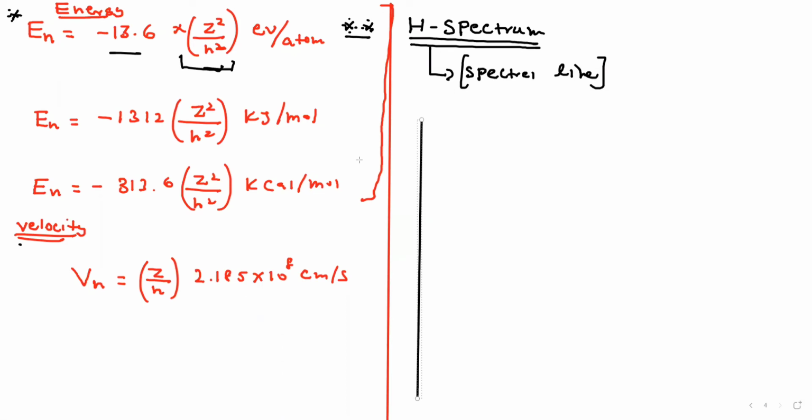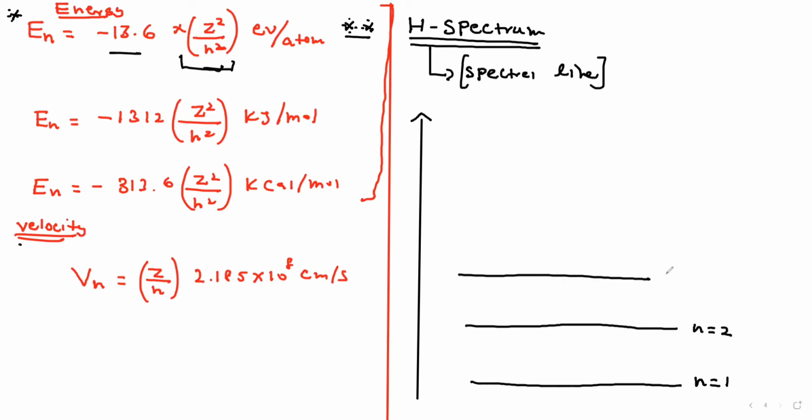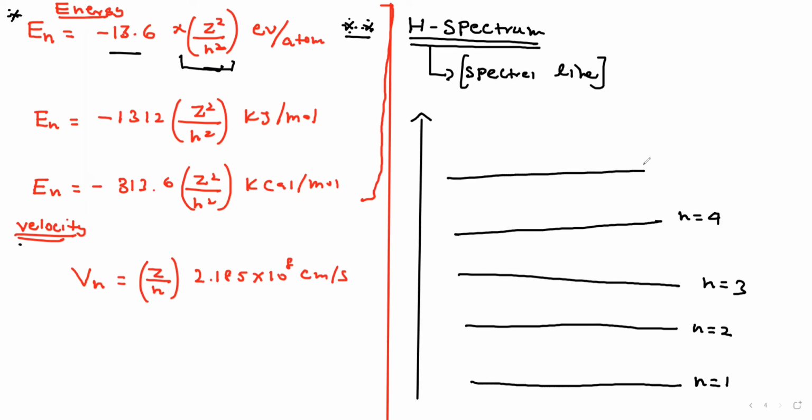Now see, first the series. This is n, the value n equal to 1. There is no 0, the n value is 1 only. This is n equal to 2, this is n equal to 3, and n equal to 4, and this is n equal to 5.